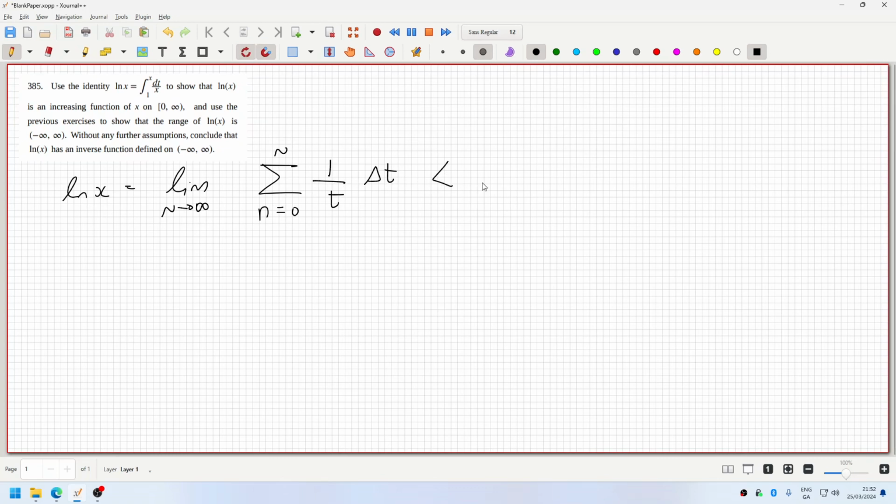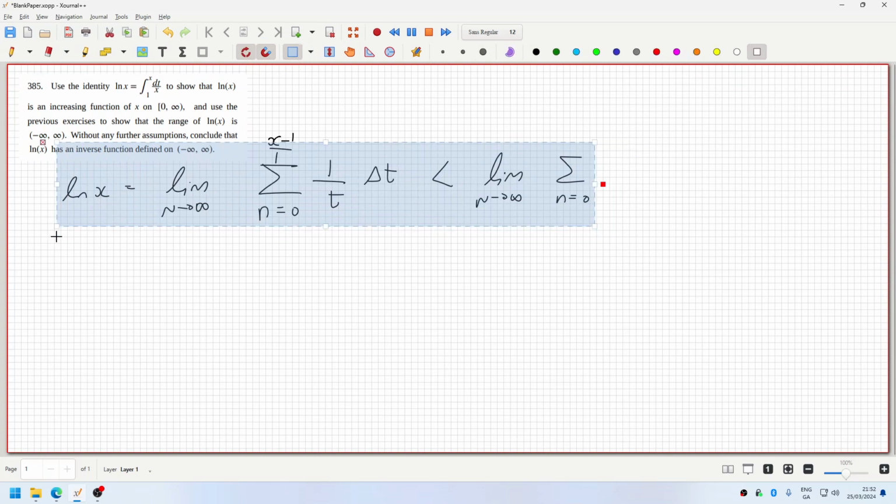that is less than the limit as n goes to infinity of the sum from 0 to, I suppose, the upper limit would be x minus 1 over, this is a bit messy. I'm trying to show that because it's always positive, it has to be.